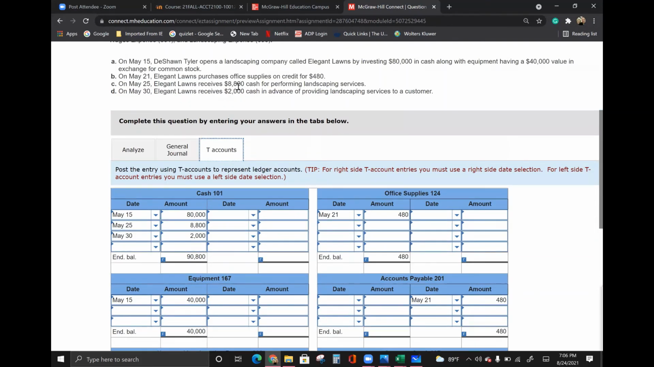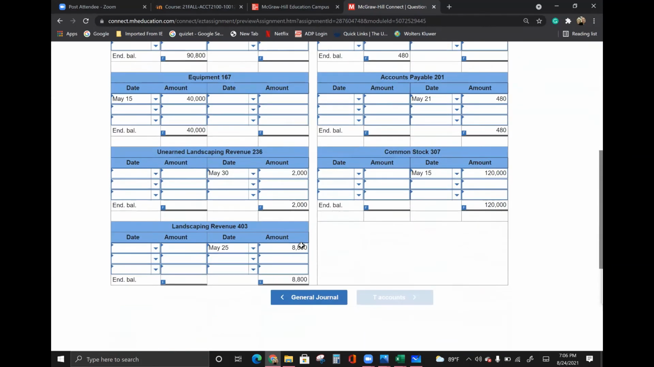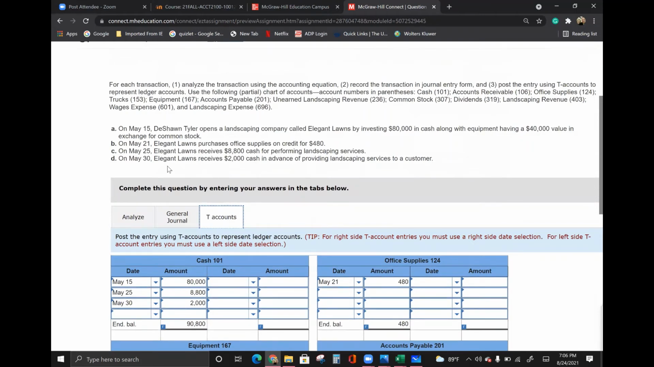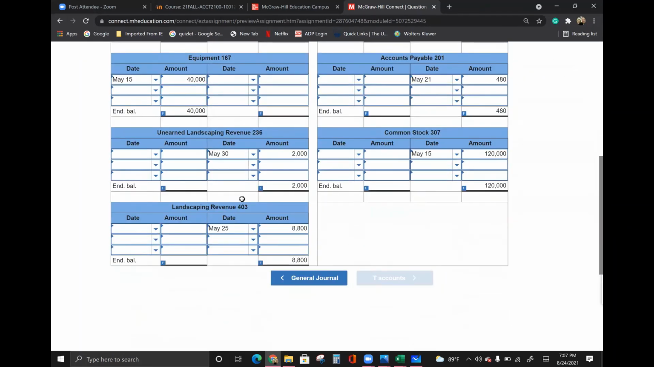May 25th, we received $8,800 cash for the services that we performed. So here's the cash, $2,000. Nope, sorry, $8,800 cash we received for the services performed. So now I should have a revenue account. And here it is, landscape revenue, credit 8,800. We received $2,000 for services that we're going to provide in the future. So here's my cash, May 30th, 2,000, and I should have an account, unearned landscape revenue, credit 2,000.